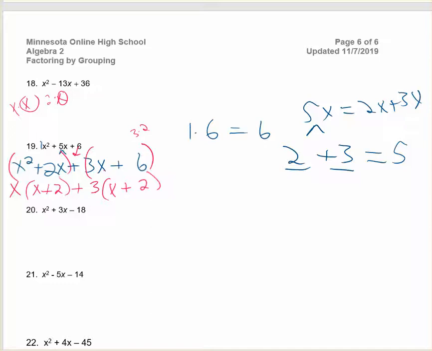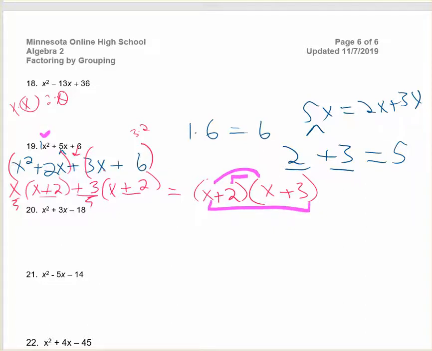Now I have a common binomial. X plus 2 is the same in both of these, so I can put that in front. I can factor out the common binomial. In the other set of parentheses, you put what's left after you factor out that common binomial, which is x plus 3. And then you check with FOIL. And I'll just check kind of in my head. X times x is x squared. Yep. The outer would be 3x, and the inner would be 2x. 3x plus 2x is 5x. That checks. And then the last times last, 2 times 3 is 6. So it checks. So x plus 2 times x plus 3.